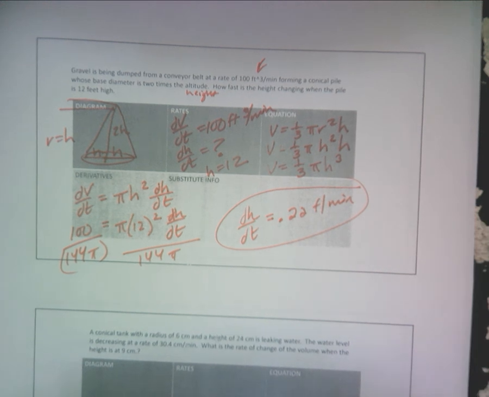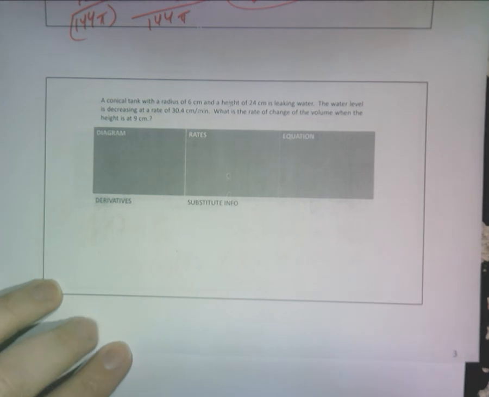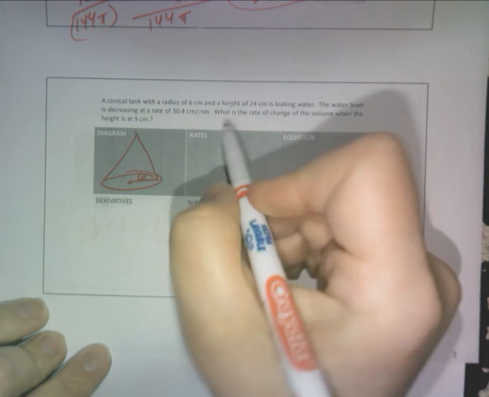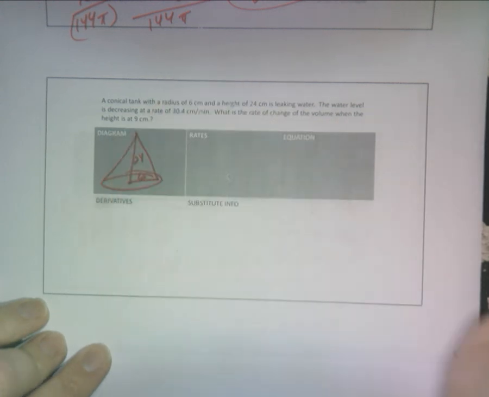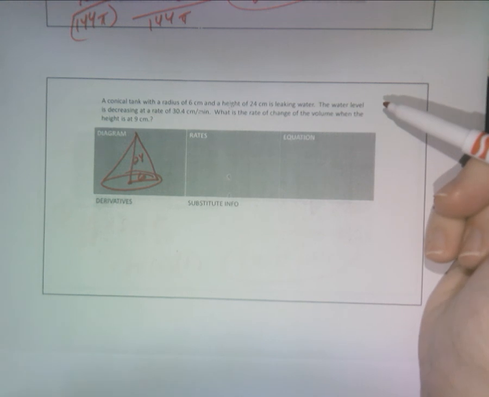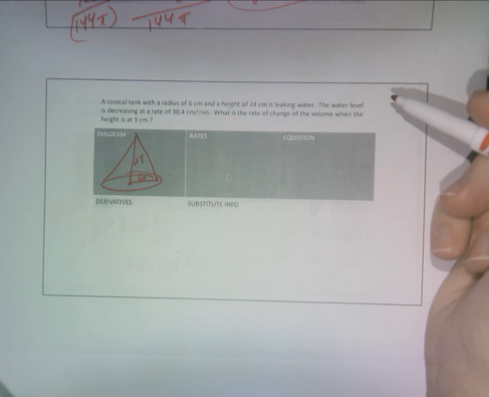Okay, so extra thing to do with cones. I'm sorry to tell you. We're gonna do one more cones like that, an extra thing to do, and then you're done. Give you a little sheet. You've been very good. That's why it's a double period. A conical tank with a radius of 6 and a height of 24 is leaking water. The water level is decreasing at a rate of 30.4 centimeters per minute. What is the rate of change of volume when the height is 9?